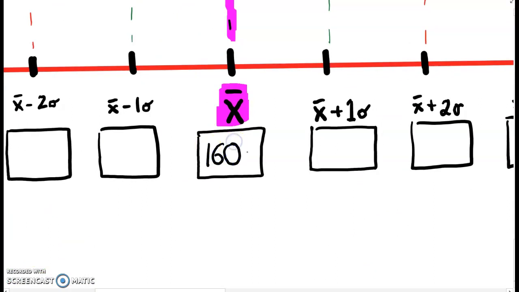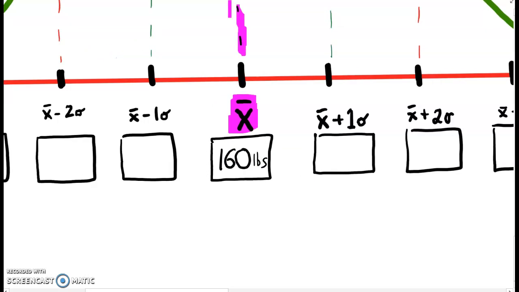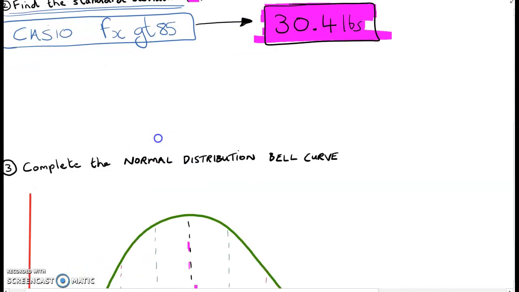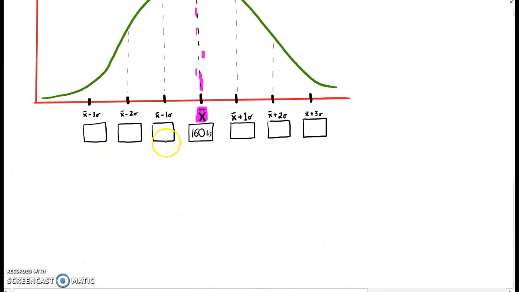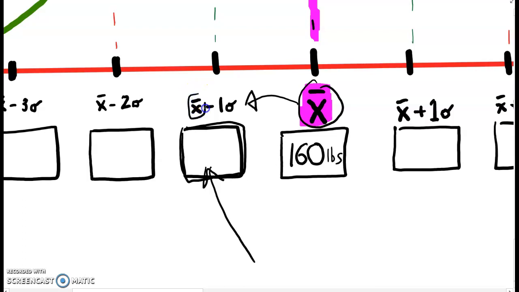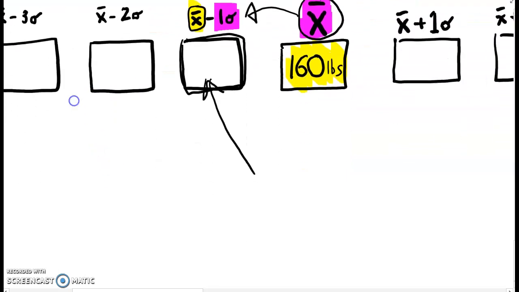160 pounds is what most people weigh. Now, we found the standard deviation to be 30.4, didn't we? Yeah, 30.4. So that means in this box, to the left over here, what number goes in there is essentially the mean. I've drawn a little symbol here. The mean, now we know what the mean is, it's 160. The mean minus the standard deviation, minus 1 standard deviation.